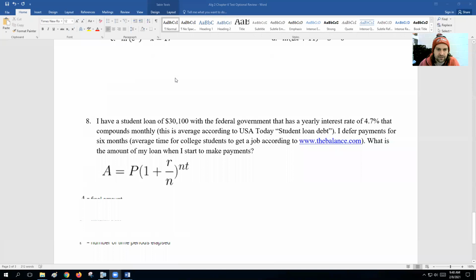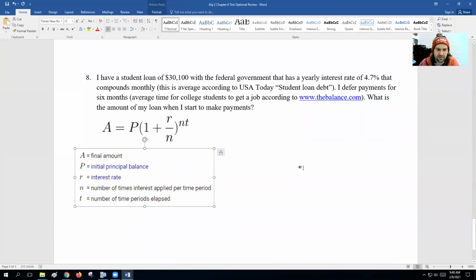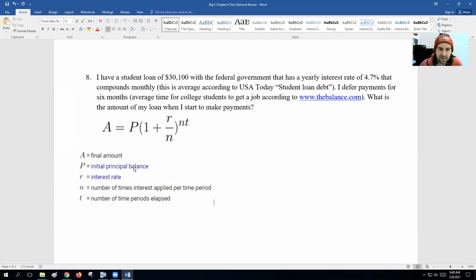All right, last question here. There we go. I'll give you a little clue here to help you with the formula. I have a student loan for $30,100 with the federal government that has a yearly interest rate of 4.7% that compounds monthly. This is the average according to U.S. Today student loan debt. I defer payments for 6 months, the average time it takes students to get a job. What is the amount of my loan when I start my payments?